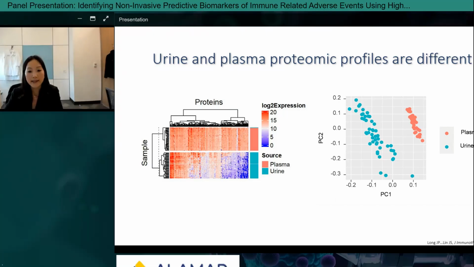So we started by analyzing all the urine and plasma samples from both groups, the ICI-AAN group and the non-AAN group. And we used clustering and dimensionality reduction analysis. And what we found was that there was a clear separation in plasma and urine profiles. So plasma in the red and urine in the blue. And you can see that they don't overlap, which means that they're not redundant sources of information. Instead, what we suspect is that they're actually offering complementary information. So the immune activity at a systemic level versus at a tissue level.